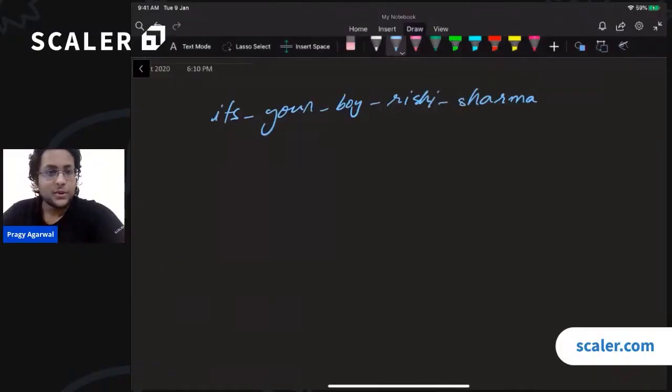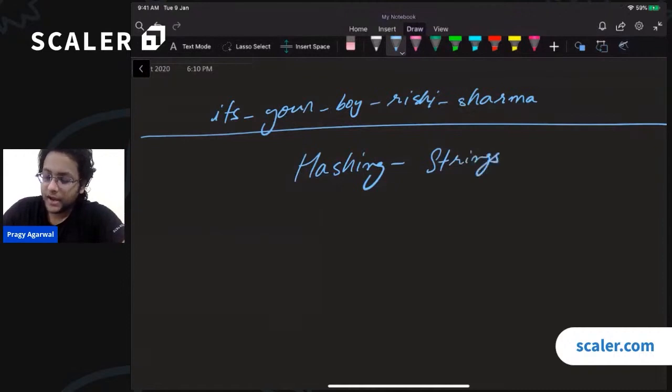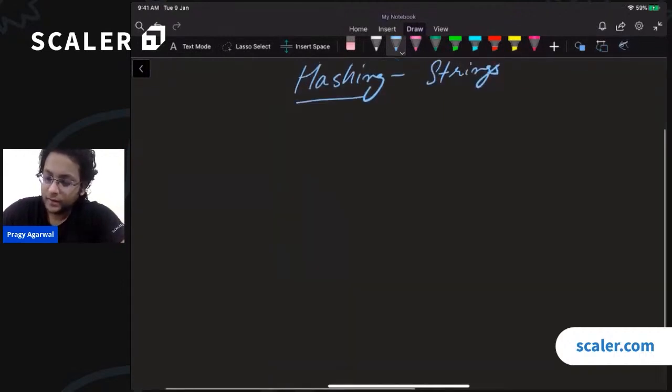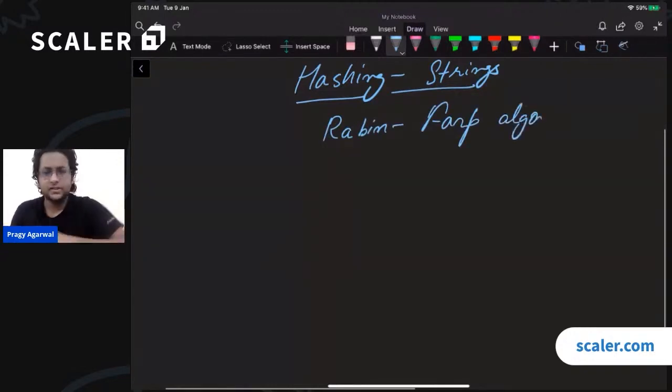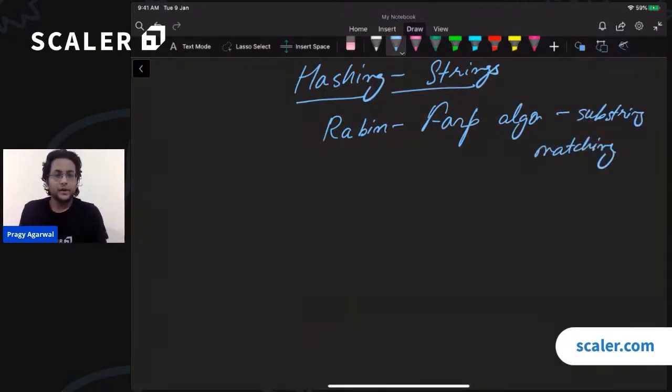Yes, so we are back with another class, and today we are going to continue a little bit of hashing, and we are going to see hashing on strings. So today, once again, we are going to cover hashing, but specifically for strings. And there's one more thing that we are going to cover today, which is the Rabin-Karp algorithm, which is one way of hashing over a particular string. This is for substring matching. Perfect. So let us begin.